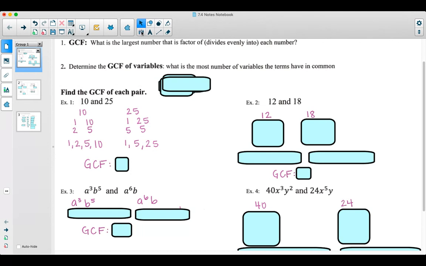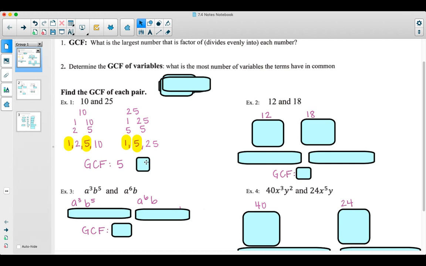Now what we need to do is find things that are going to be the greatest common factor, so what they have in common. So if we go look at the list, we can see they both have a 1 in common. But let's see if there's anything greater. They don't share a 2 in common. They share a 5 in common, and that looks like that's it. So here, the greatest common factor between 10 and 25 is the number 5.